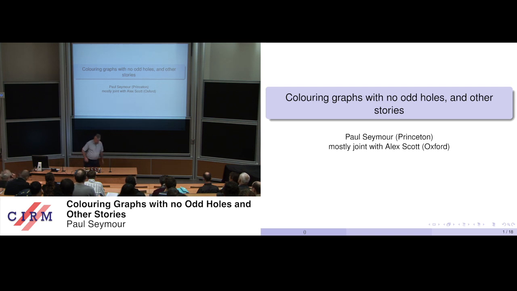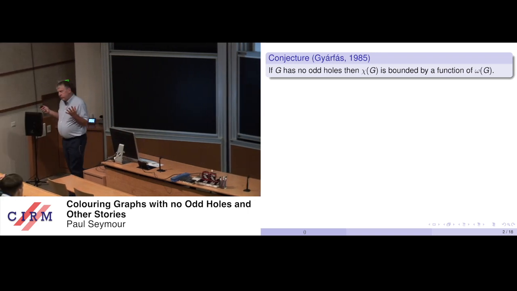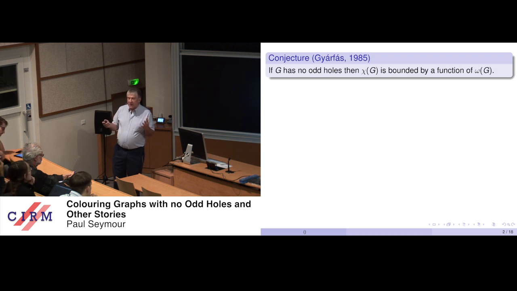In particular, there's a conjecture of Gyárfás that if you look at graphs with no odd holes, where a hole means an induced cycle of length at least 4 (triangles don't count, because I want the clique number to be 2), then the chromatic number is at most some function of the clique number. This is one of the weaker of several conjectures by Gyárfás, and I want to talk about some of the others later. But let me talk about this, because we proved this one.